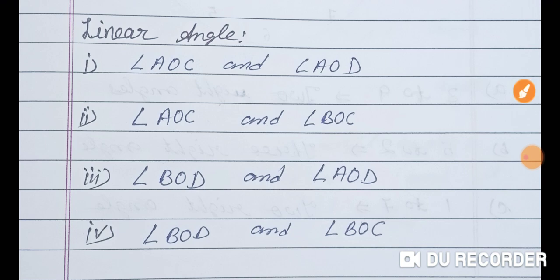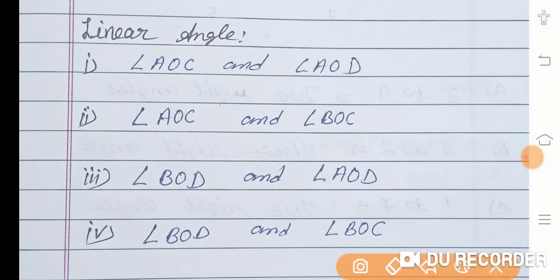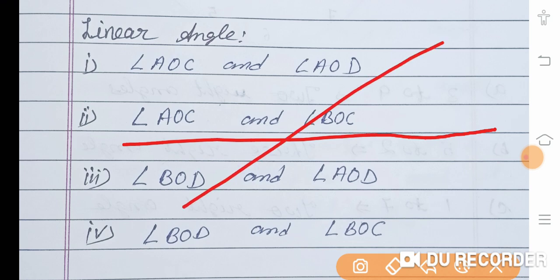So you have the figure, this one, no? This is the figure. This is O, here point A, point D, B, C.